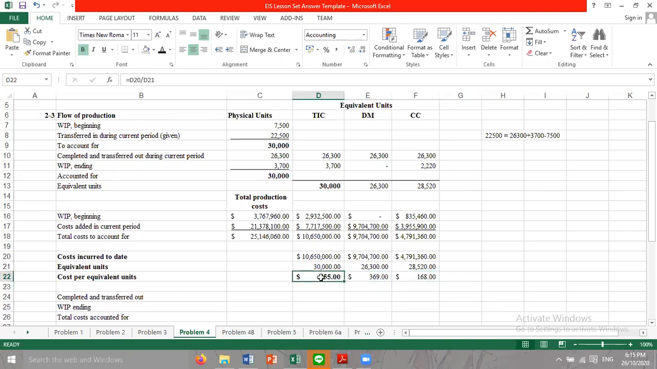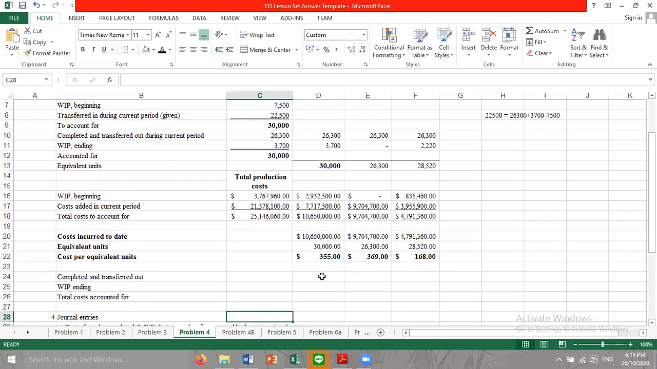Okay, so these are the important data. Now we will use this cost per equivalent unit to allocate the total cost to these various accounts. The first one is completed and transferred out. Then the next one is work in process ending. So how do we allocate them? Simply, we just multiply cost per equivalent unit to the equivalent units done on each account.